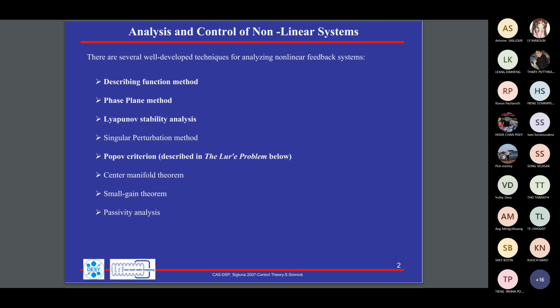Can you try to ask in English so Anton can understand your question? So, okay, is it possible that a system can be nonlinear and linear?